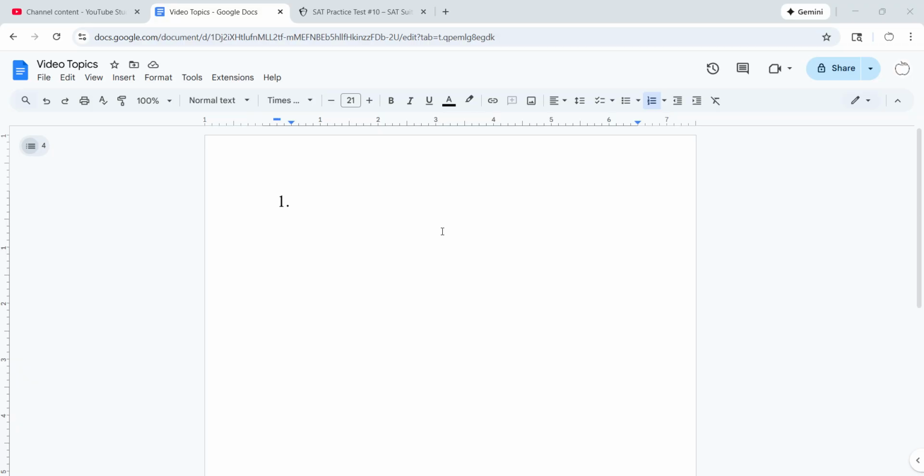And that's the benefit of the four-step process. What the four-step process is, is four steps that I teach all my students of how to approach every single reading and writing problem on the SAT.